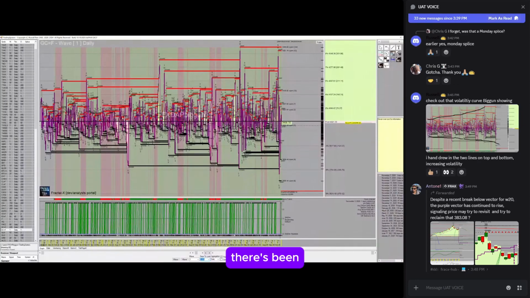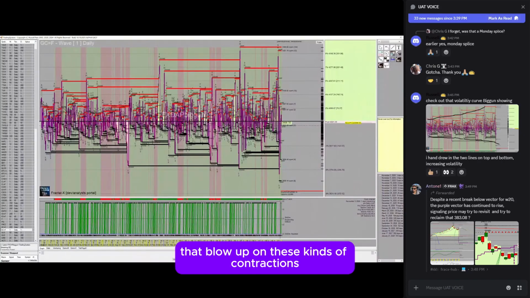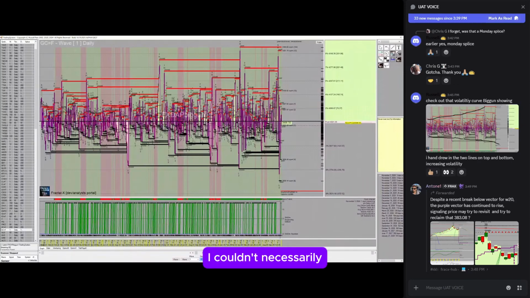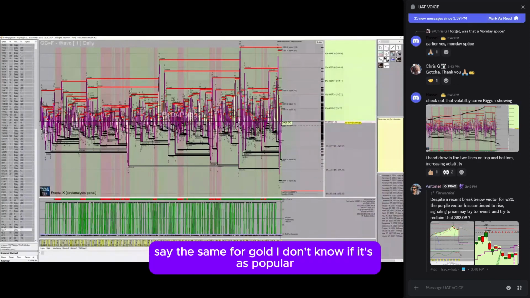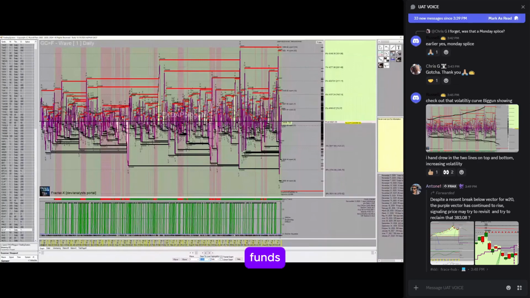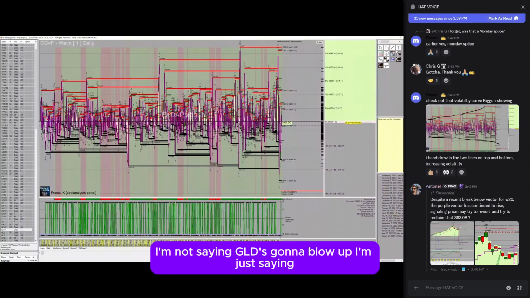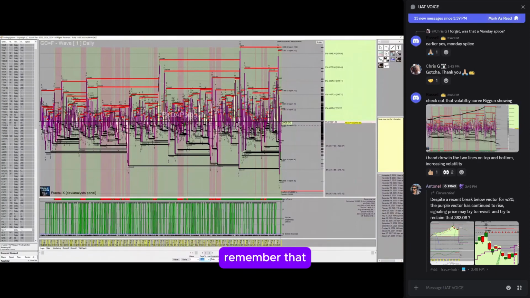You can look back, there's been a myriad of vol related funds that are leveraged that blow up on these kinds of contractions. I couldn't necessarily say the same for gold. I don't know if those kinds of leverage funds are as popular. I'm not saying GLD is going to blow up. I'm just saying, remember that ETFs are not one to one with the underlying gold spot or gold future.